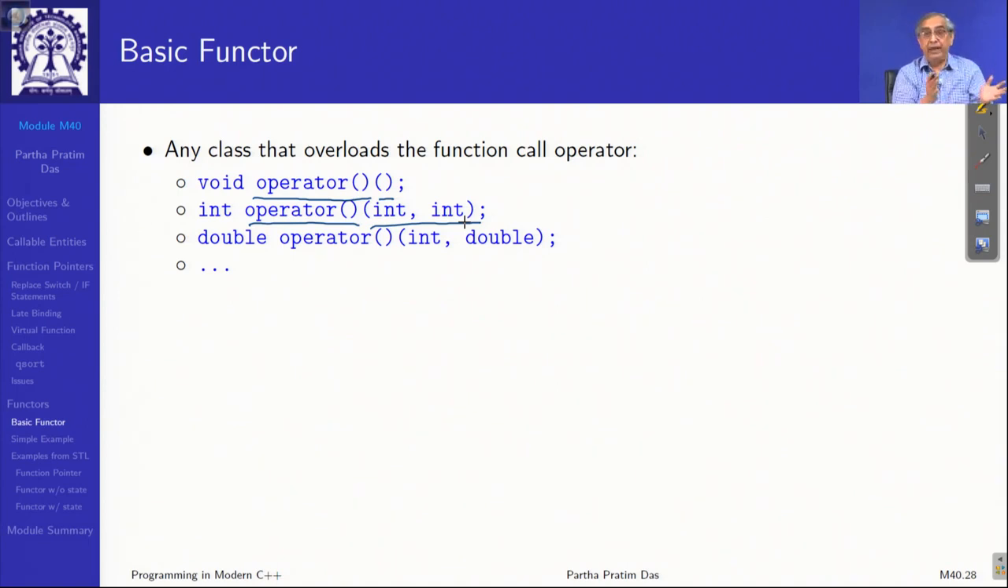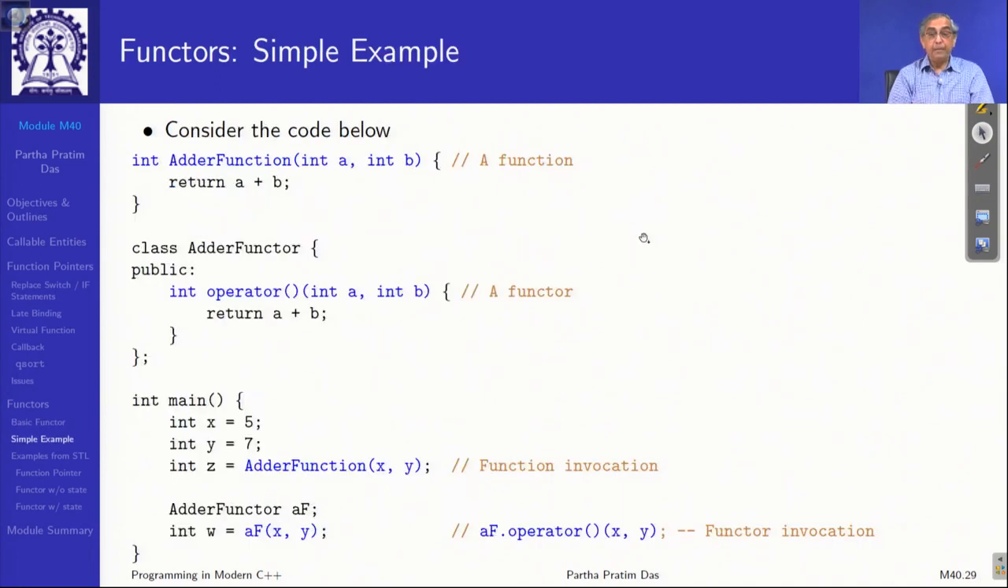So, like the way double does, right. So, these are the basic functors that you have, but we will be interested in something which is more interesting. So, this is the one slide memory that you should keep in mind. There is the adder function which is written in the classical way, a global function. This is an adder functor where I have overloaded the function call operator to do this addition operation.